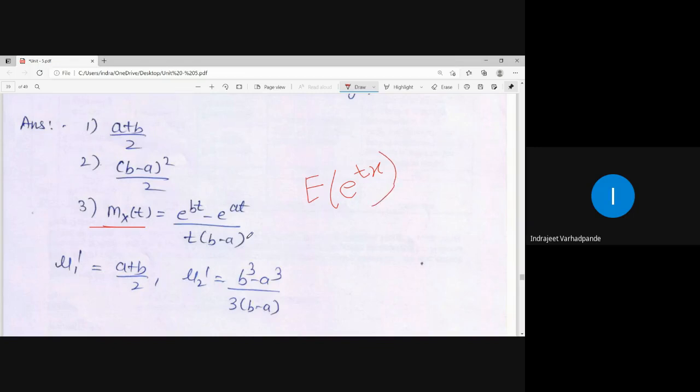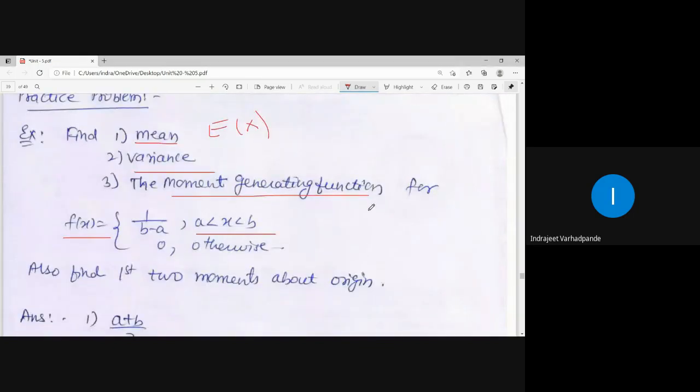Now as this is a case of continuous random variable, our f of x is what? 1 upon b minus a, and integration will be done between the range a to b. Also find first two moments about origin. Now how are the moments about origin given? They are given by mu r dash. What is mu r dash equal to? Mu r dash is nothing but expectation of x to the power r.